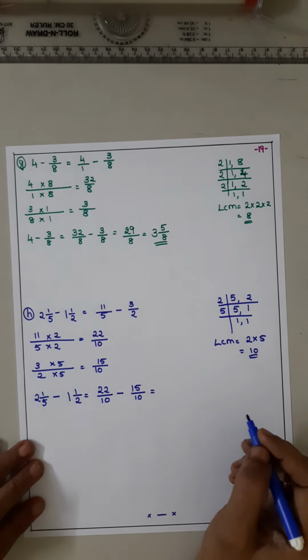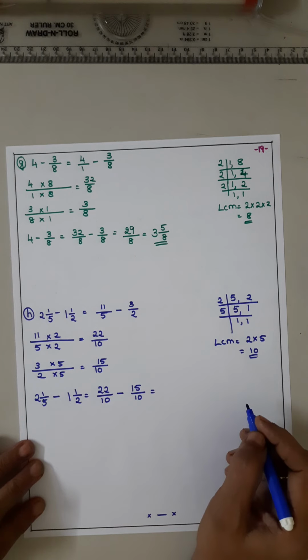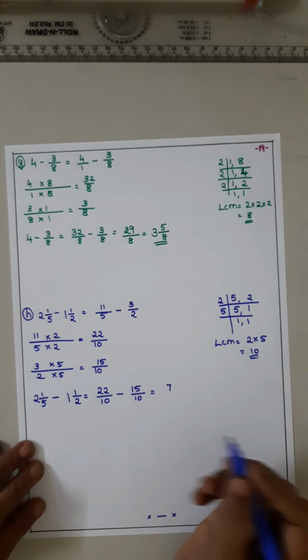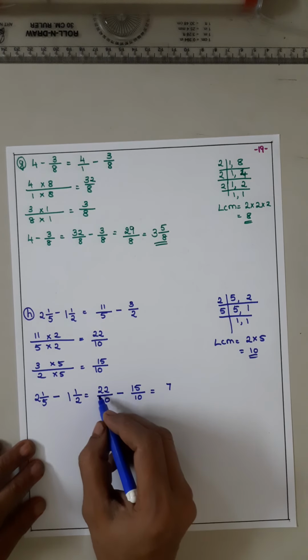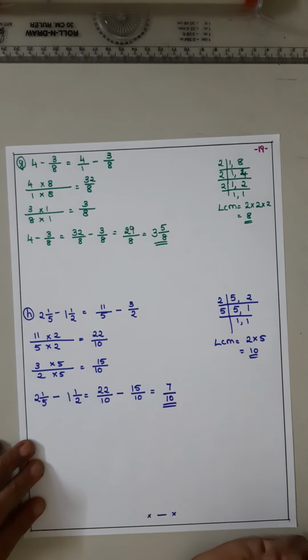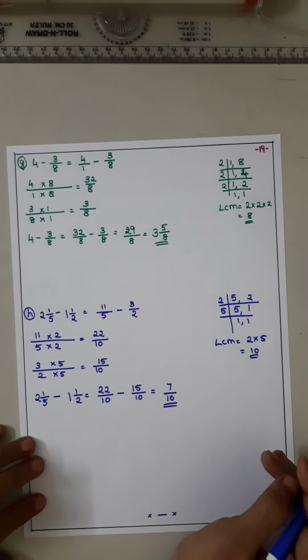Now subtract. 2 minus 5, not possible. 12 minus 5, isn't it? Borrow. So it will be 12 minus 5 is 7. Now here 1 is remaining. 1 minus 1 is 0. So you got 7 by 10. It is a proper fraction. Keep it like that. Did you understand?